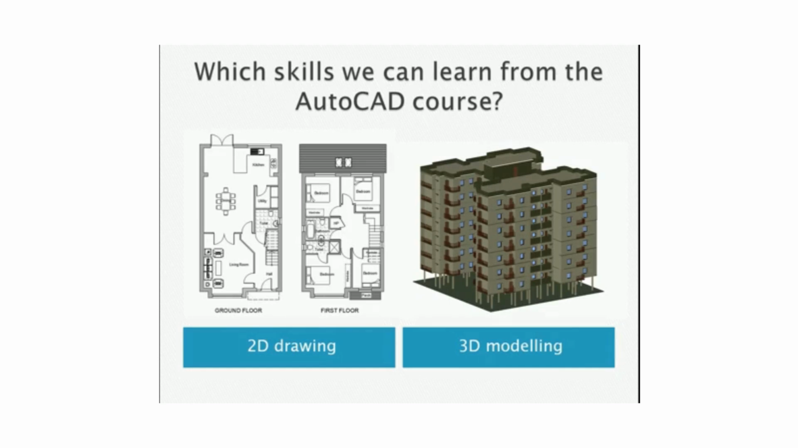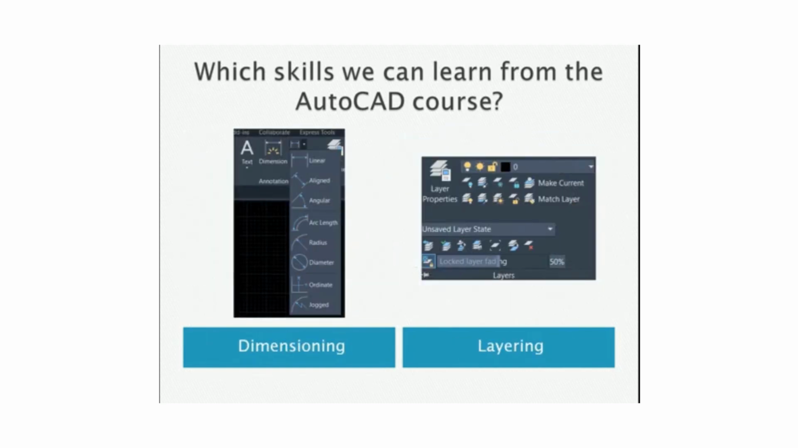To make this 2D drawing and 3D modeling, you have to learn some tools of AutoCAD. After doing the AutoCAD course, you will learn all the tools and the importance of the tools. So I am showing some major tools here which you can learn after the AutoCAD course. The first one is dimensioning and the second is layering. By the AutoCAD course, you will learn dimensioning, how to measure the dimension of a line, of an inclined line, how to measure the arc length, radius, diameter, etc. Then you will learn layering by the layer command, how to make layers, etc.